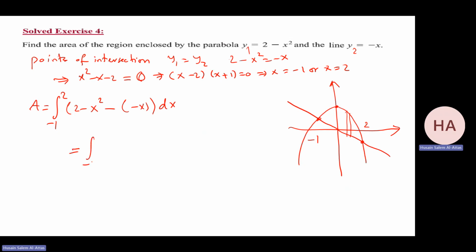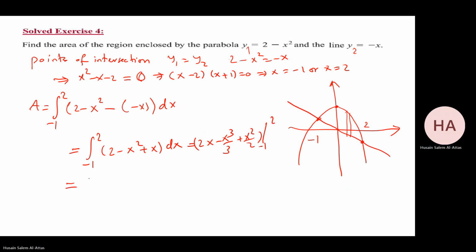Now just a matter of calculation. 2 minus x squared plus x. That gives me 2x minus x cubed over 3 plus x squared over 2, from minus 1 to 2. That gives me what? 4 minus 8 over 3, 4 over 2, that will be plus 2, minus 2, minus 1/3, that will be minus 1/3, or plus. Yeah, it will be plus. Minus, so it will be plus half.